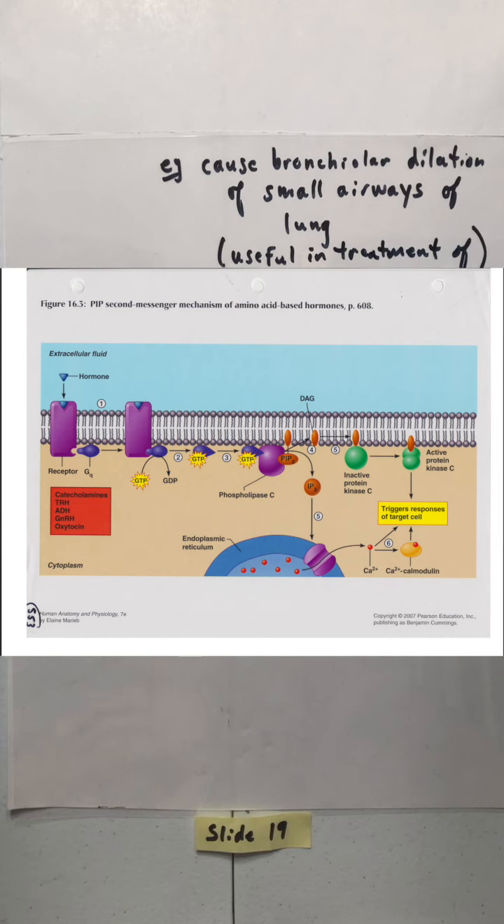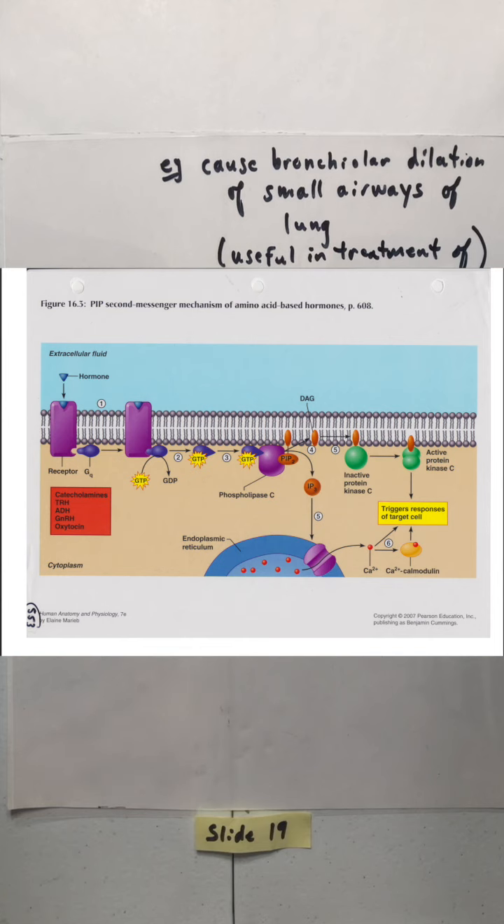But what about the other split product? In addition to DAG, you also have inositol triphosphate, IP3, formed. And look what happens to that. That gets released into the cytoplasm, moves to the endoplasmic reticulum, where it then triggers the release of calcium ions from the endoplasmic reticulum out into the cytoplasm. And the calcium ions spilling out into the cytoplasm bind to a protein that's already out there called calmodulin. And that calcium calmodulin complex then triggers a bunch of responses in the cell.